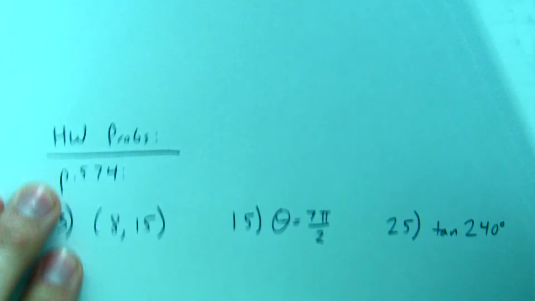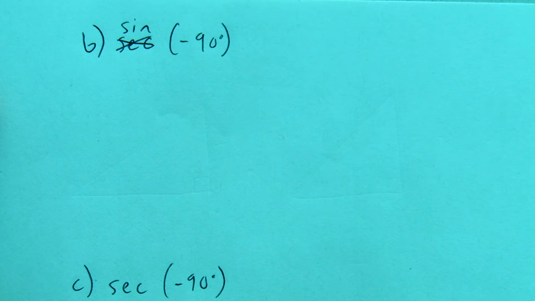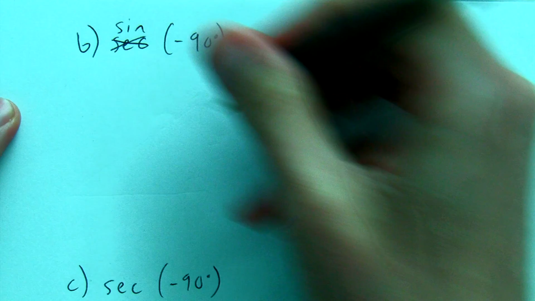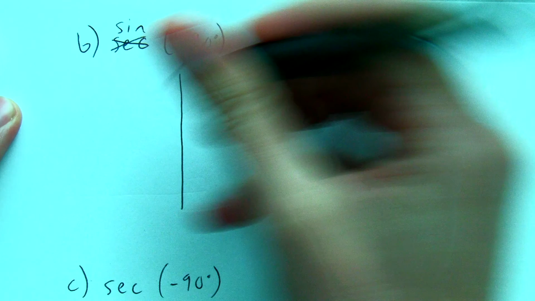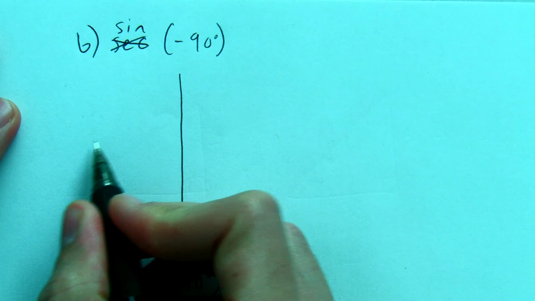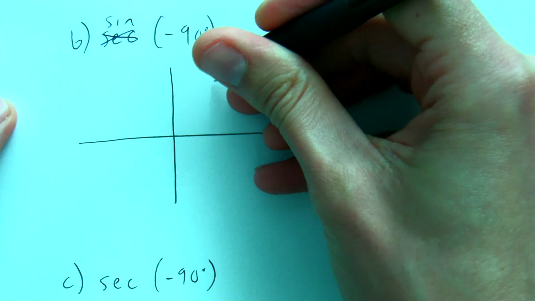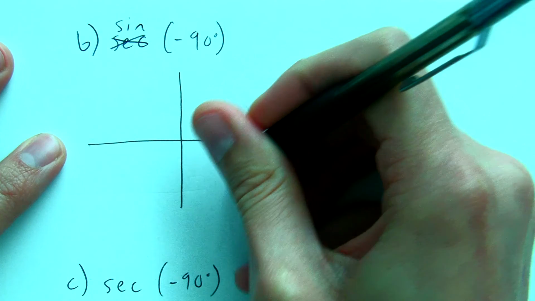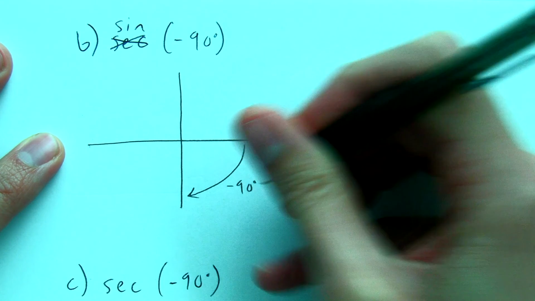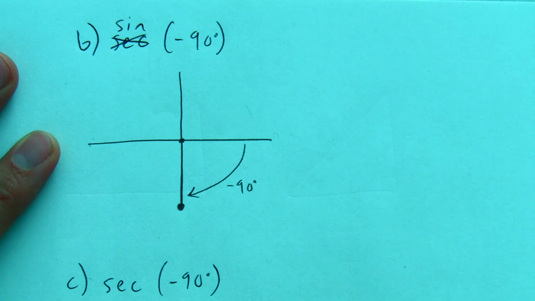Let's see what we got next. 2 more examples, and then we'll be done. Let's find sine of negative 90. So first of all, let's draw. This is something that would be impossible in a triangle, right? A negative angle measure. But in angles in standard position, it works fine. It just, instead of rotating up in the positive direction, I rotate in the negative direction. Here's negative 90 degrees. So this is the terminal side of that angle.